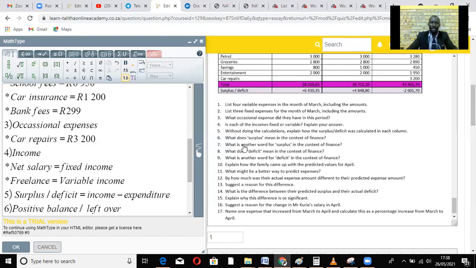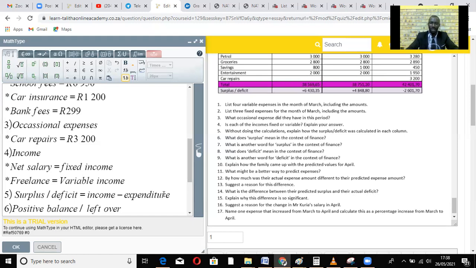You see, because we saw that income minus expenditure can give us surplus, then surplus will become a positive value, which we also call positive balance, or sometimes known as leftovers.